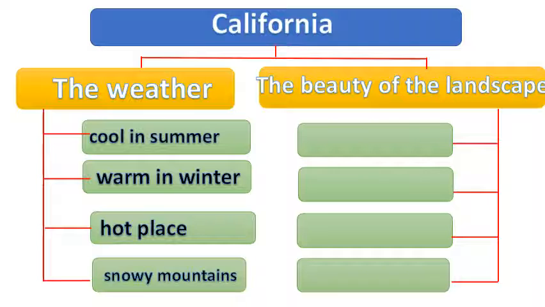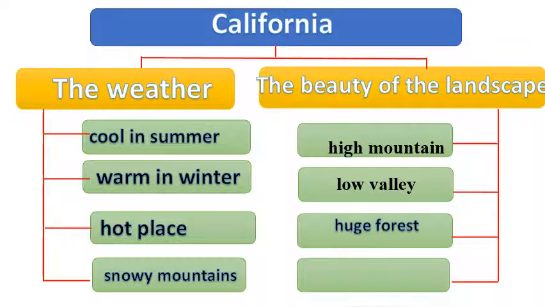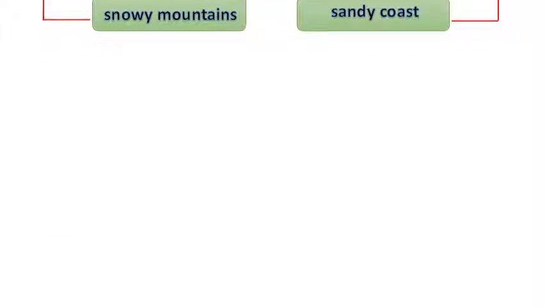And in the beauty of the landscape, we can say there are some high mountains, low valleys, a huge forest or forests, a sandy coast. Now we are going to use these ideas to write our descriptive paragraph. It's time to write. Let's start.